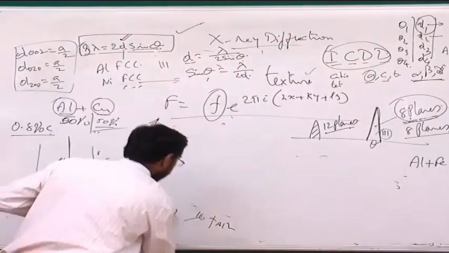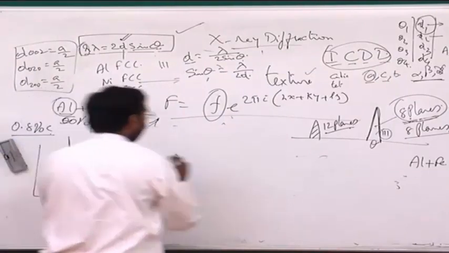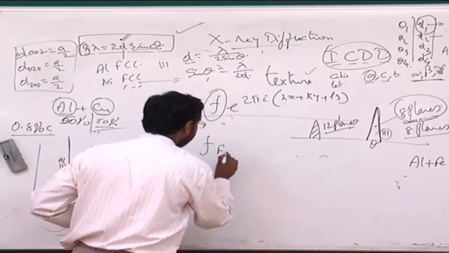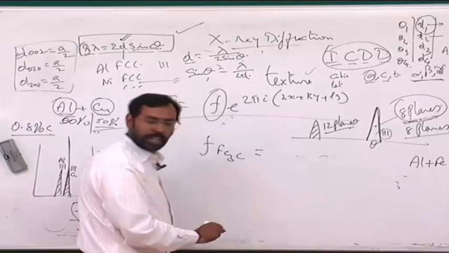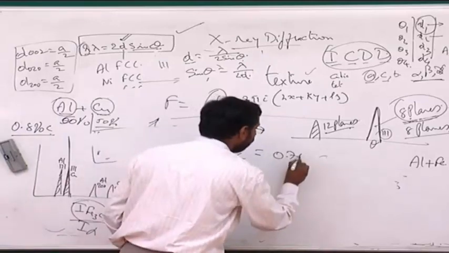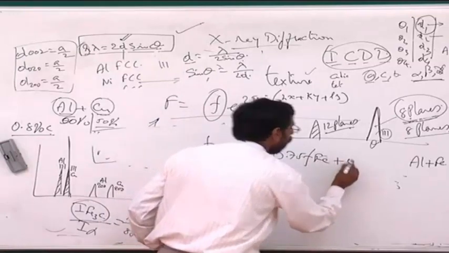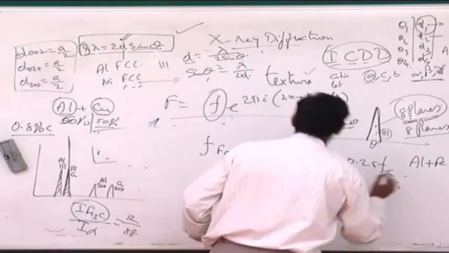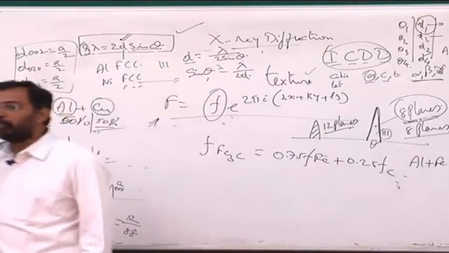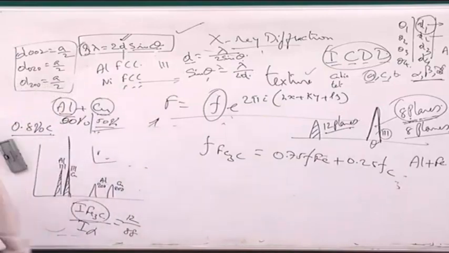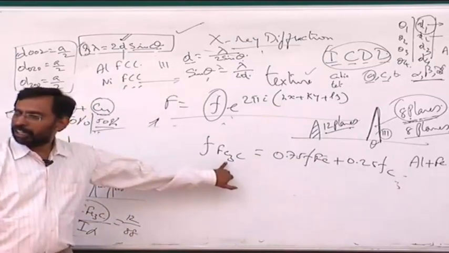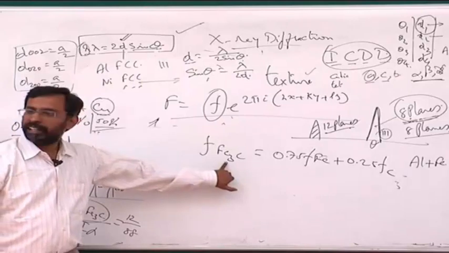As a result, the atomic scattering factor of this will be equivalent to, if anybody wants to find out F of Fe3C, he has to take it as 0.75 into F of iron plus 0.25 into F of carbon. That will be the structure factor. Because 3/4 is only iron in the Fe3C.